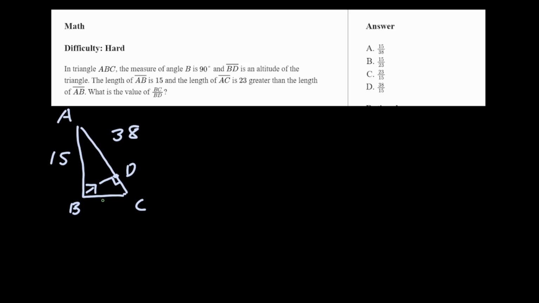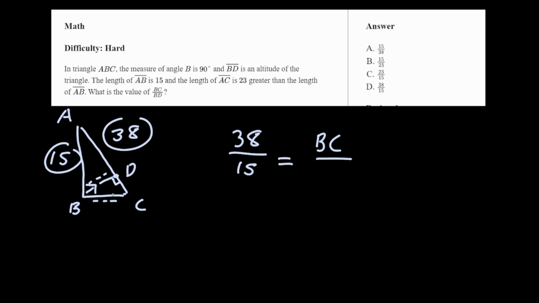So here it wants BC over BD, which for the smaller triangle is the hypotenuse over the long leg, which for our big triangle was just AC over AB. So we have 38 over 15 equals the hypotenuse of our smaller triangle, BC, over the long leg, BD, which is what we were looking for. So the answer is just 38 over 15.